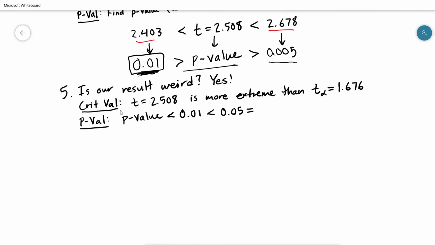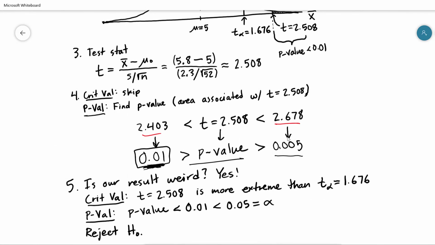So back to this. Is our result weird? Yes, it's weird because we found that our test statistic 2.508 was more extreme than the cutoff for weird, which was the critical value, t equals 1.676. Or alternately, doing the p-value method, we found that our p-value is less than 0.01, which is definitely less than 0.05, which was our cutoff for weird. That was the value of alpha. So because our result is weird, this means we are going to reject the null hypothesis.